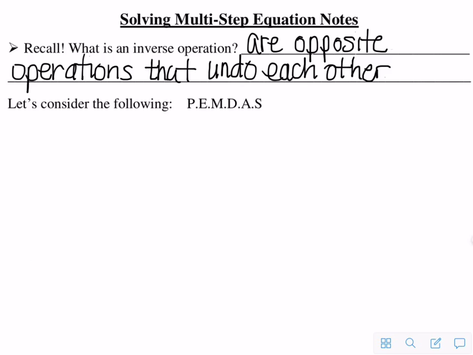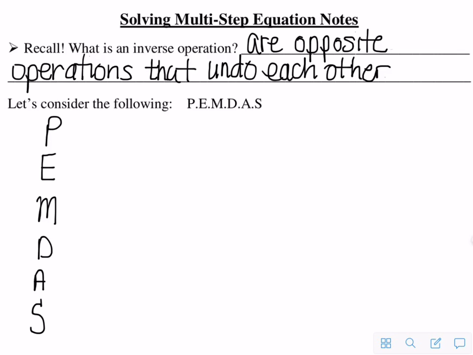Let's consider the following. Please excuse my dear Aunt Sally. This is something that we've been stressing pretty much since day one, okay? We have our parentheses, our exponents, our multiplication, our division, addition, and subtraction. So let's get those down. Now, when solving equations that have two steps or several steps, doesn't matter how many, we always solve them by doing the inverse of PEMDAS to solve.